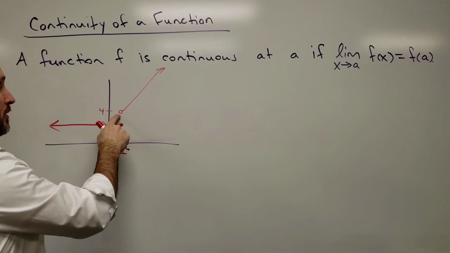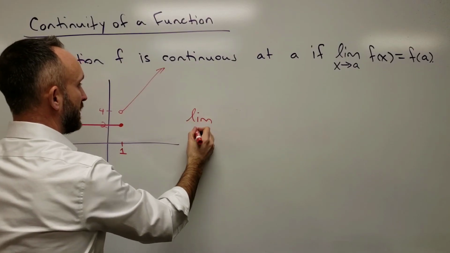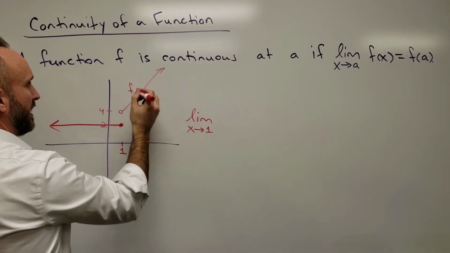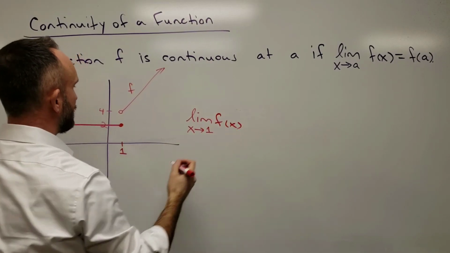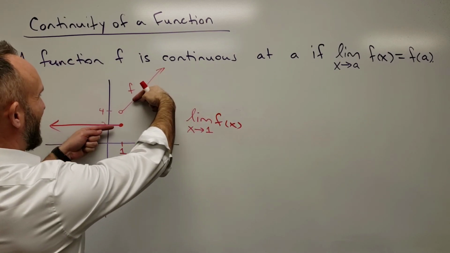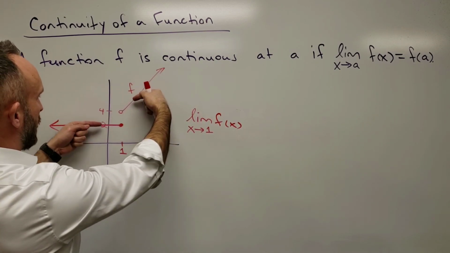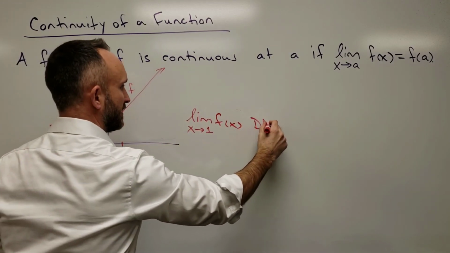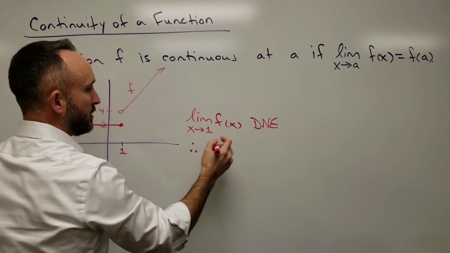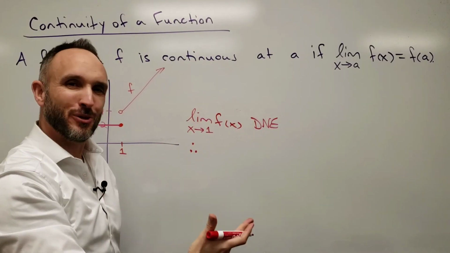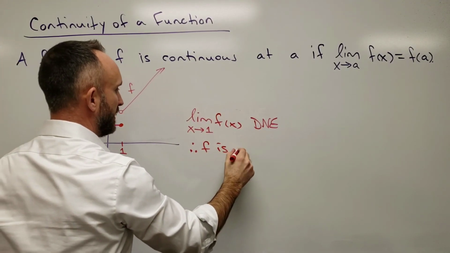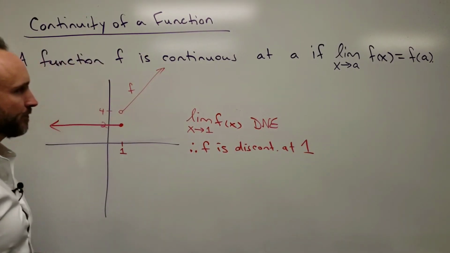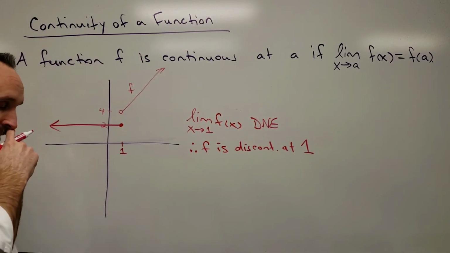Now what we want to do, though, is look at the limit as x approaches 1 of f of x. So now as we approach 1 from both sides, the right-sided limit is going to 4, while the left-sided limit is going to 2. So this two-sided limit does not exist. Well, if the two-sided limit doesn't exist, there's no way that statement can be true, right? So therefore, f is discontinuous at 1.